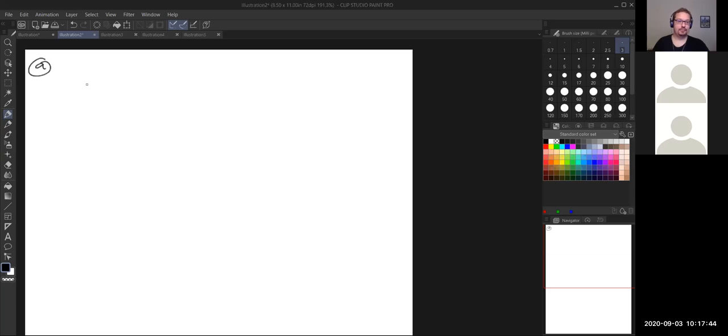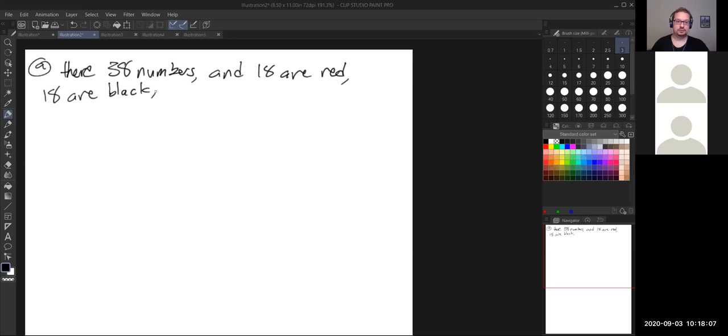So for A, let's remind ourselves, there are 38 numbers in total on the roulette wheel, and 18 are red. Let's go ahead and I'm just going to write what the book has. 18 are black, and 2 are green. So what is the probability of getting a red? And here we're looking at the theoretical probability. So what is our probability in this case? Well, the number of outcomes we have is 38. And how many? Yes, good, 18 out of 38. That is correct.